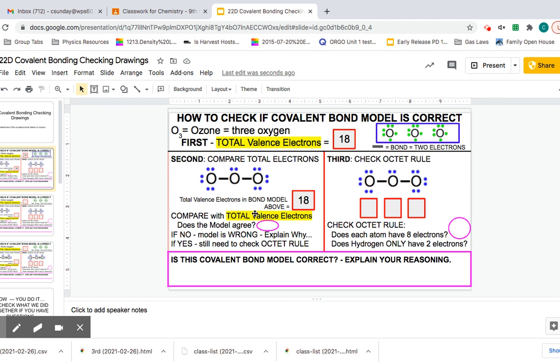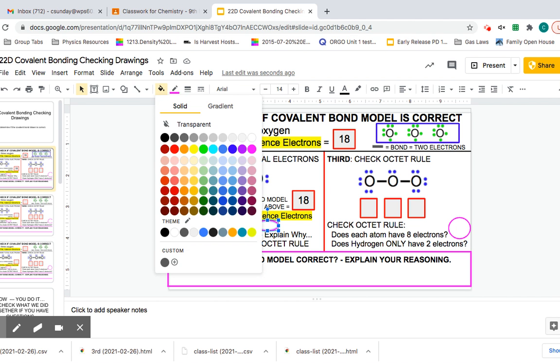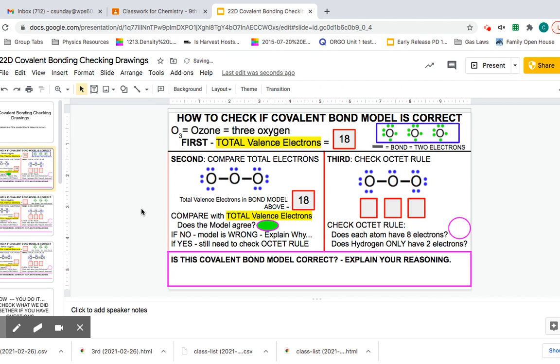Next, it says compare with the total valence electrons. Notice highlighted in yellow, that means it's this number. So does the model agree? The answer is yes. It's 18 and 18. These are matching numbers, right? They compare, they are the same. So we are filling this in with a green. Green means go, green is good. So if yes, green is yes, you still need to check the octet rule. So far, is this drawing correct? Yes, but we need to check the octet rule still.